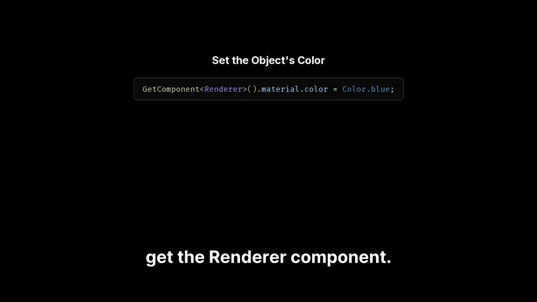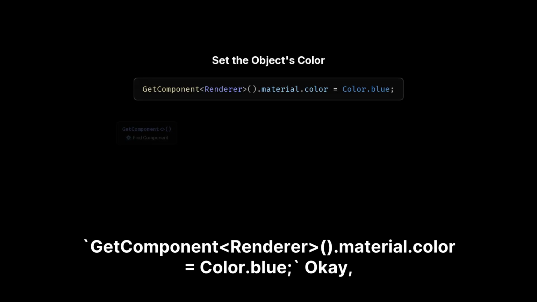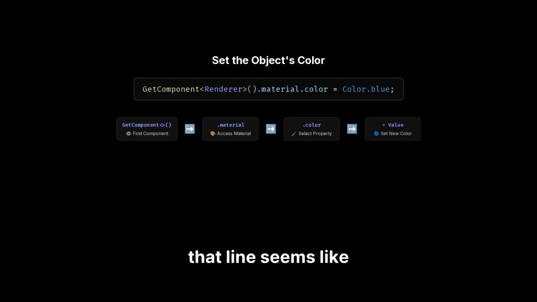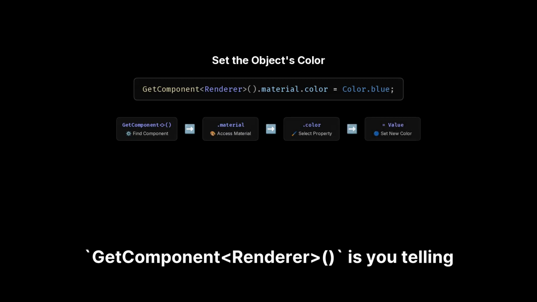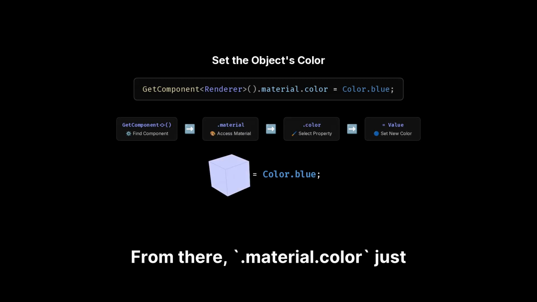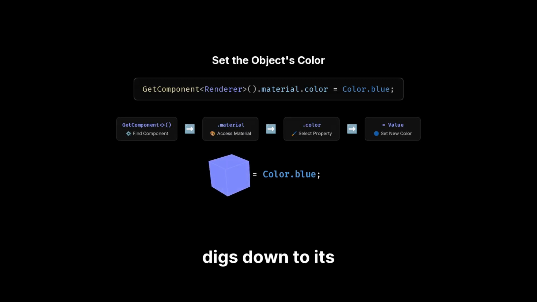So, how do we change the color? First, we have to get the renderer component. It looks like this: GetComponent<Renderer>().material.color = Color.blue. Okay, that line seems like a mouthful, but let's walk through it. GetComponent<Renderer> is you telling Unity, hey, go find the renderer component that's attached to this object. From there, .material.color just digs down to its specific color property. And we set it equal to Color.blue, which is a handy preset color Unity gives us.